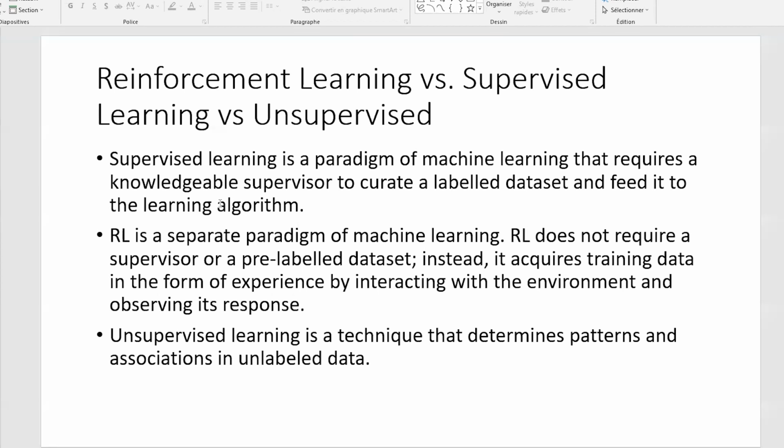So for unsupervised learning and supervised learning, we always have data as input, but for reinforcement learning, there's no data; the agent is basically learning from interacting with the environment. So these are the main differences between reinforcement learning, supervised learning, and unsupervised learning.